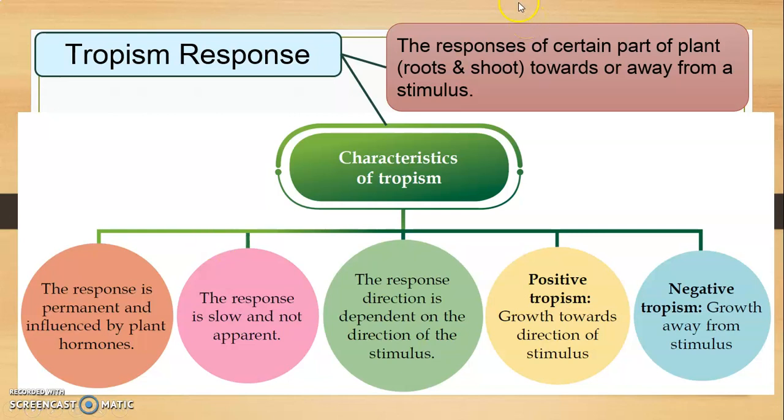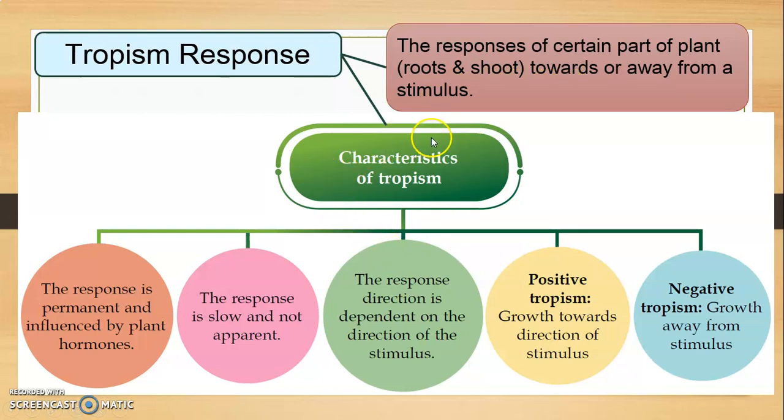First type of the response, which is tropism. What do you mean by tropism response? The response of certain part of plant, especially roots and shoot, towards or away from a stimulus. Dia merujuk kepada gerak balas akar dan juga pucuk, ke arah ataupun menjauhi stimulus. Right, towards or away from the stimulus.